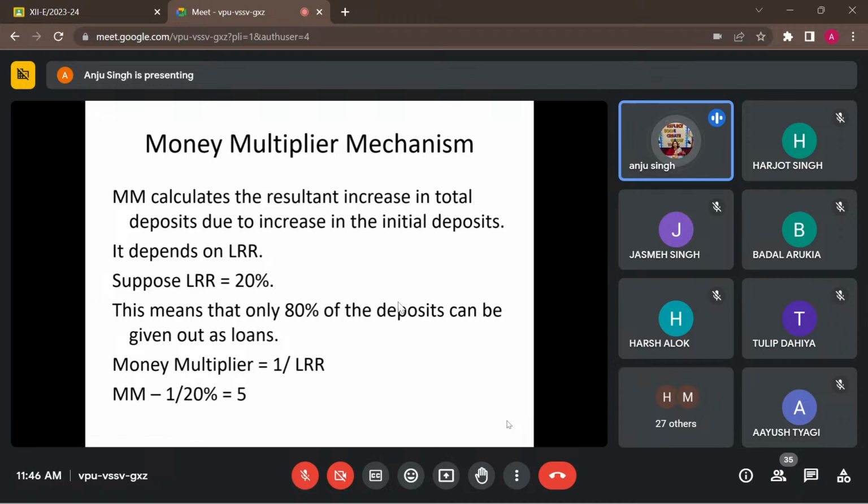So let LRR be 15%. Everybody note down. Let LRR be 15%, and the initial deposits be 5,000. You have to now find out how much money or LRR will be created. What will be money multiplier and how much money total deposit will be created. Solve and let me know.